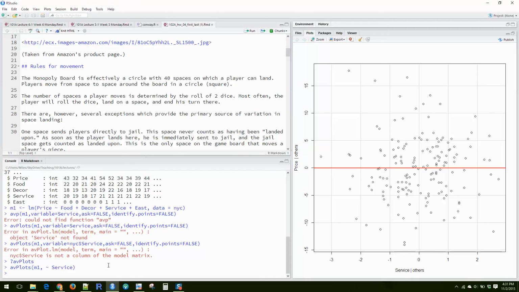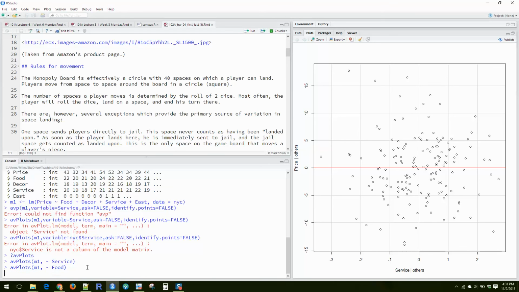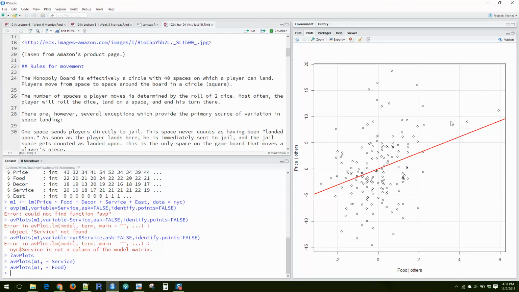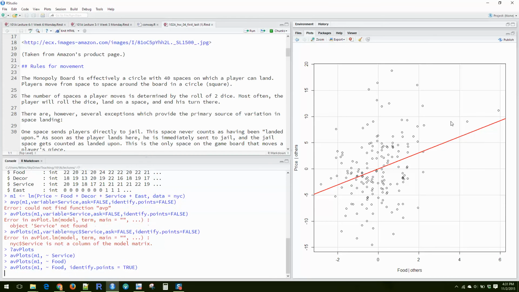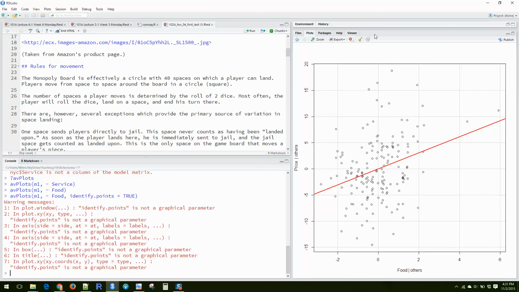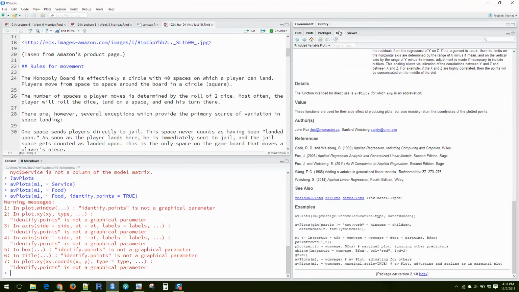Okay, apparently you just do this squiggle. And so it plots it, and we see this line is totally flat, revealing that it's not adding anything. But if we did something like food, we get this, and then maybe this identifies points. I don't know if this is the correct parameter to use. Apparently it's not.